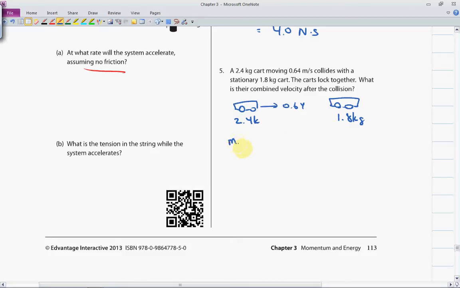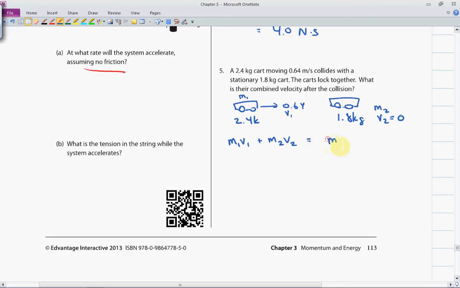Basically, we have m1v1, that's for mass 1 and velocity 1. And the initial velocity of this one, m2 and v2, the velocity is 0. So we can essentially ignore the initial momentum of that first cart. But let's just put it in there so we remember to do that.